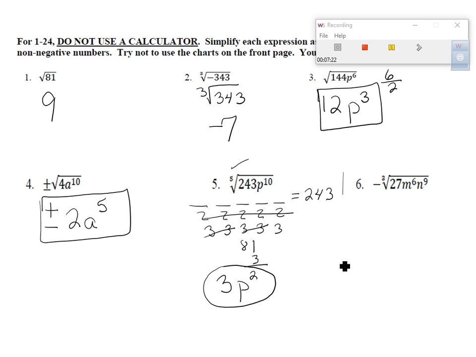Number 6, don't be scared that I put extra variables in there. There's a negative out front, so I need a negative in my answer. The cube root of 27, if you look on your chart or your brain, is 3. M to the 6 divided by 3 is 2. N to the 9 divided by 3 is 3. So there's your answer, guys. I'm hoping you're thinking, man, this isn't too tough. I'm going to click through a lot of examples here, but nothing we can't handle.